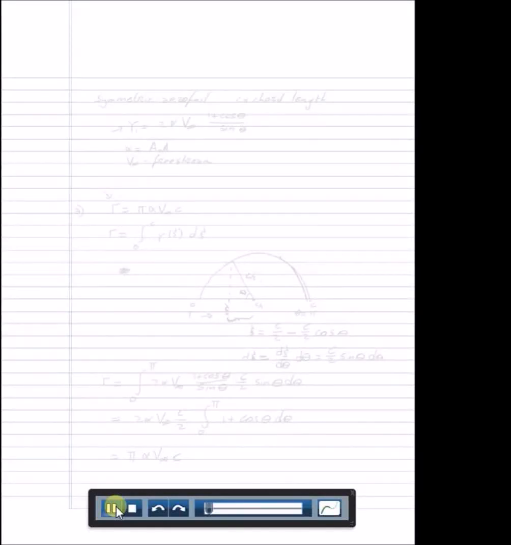In this question we're going to use a bit of lifting line theory, and we're going to look at an aerofoil, a symmetric aerofoil with a chord length C. C is chord length.